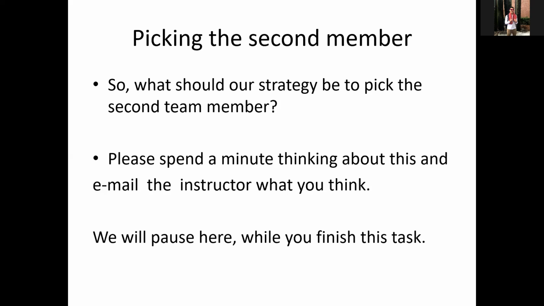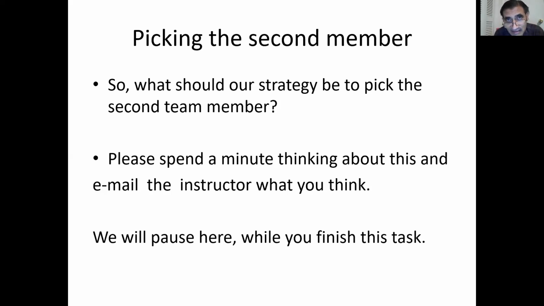I feel like the first thought someone would have is to, for the second team member, just pick the person with the second most check marks. Correct. And that's what people were doing until this AdaBoost algorithm came along, okay?